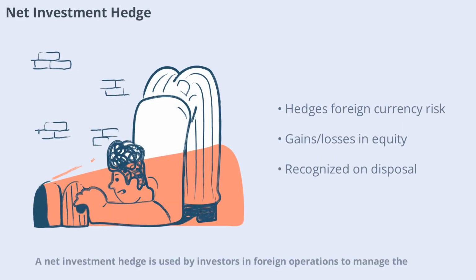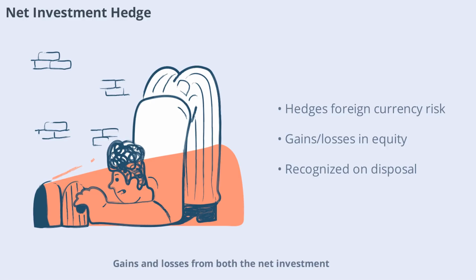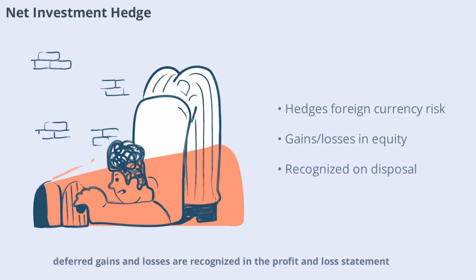Net investment hedge is used by investors in foreign operations to manage the risk of changes in the carrying amount of net assets due to currency translation. Gains and losses from both the net investment and the hedging instruments are recognized directly in equity, with any ineffective portion recognized in profit and loss. Upon disposal of the foreign operation, deferred gains and losses are recognized in the profit and loss statement.